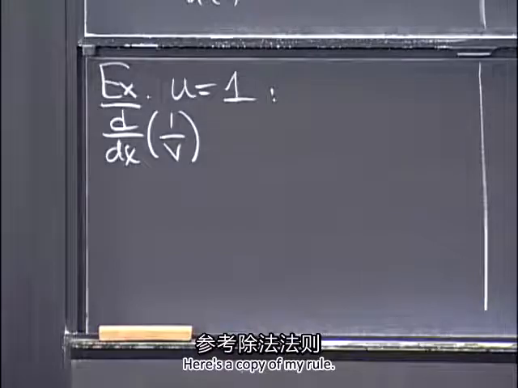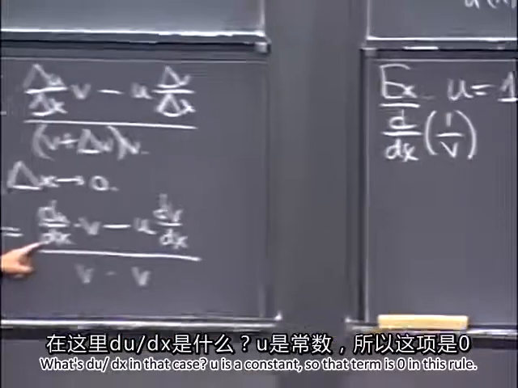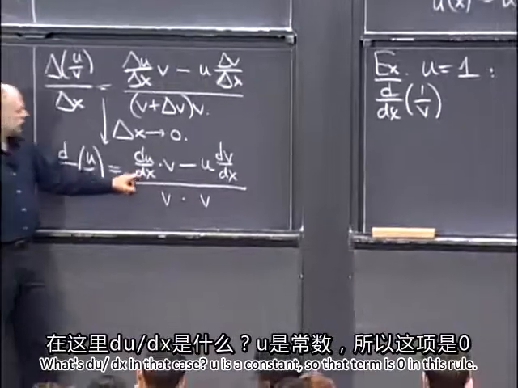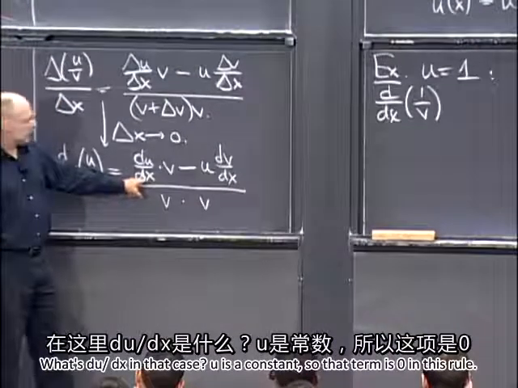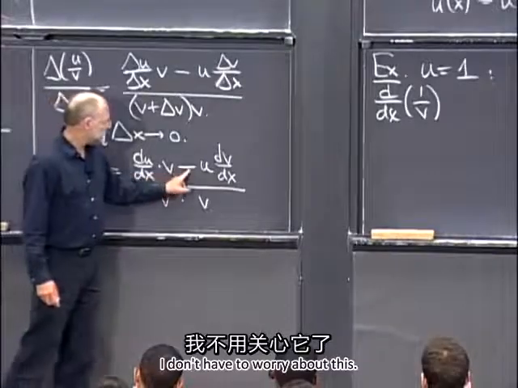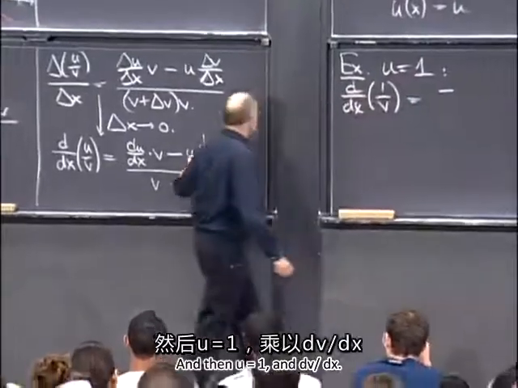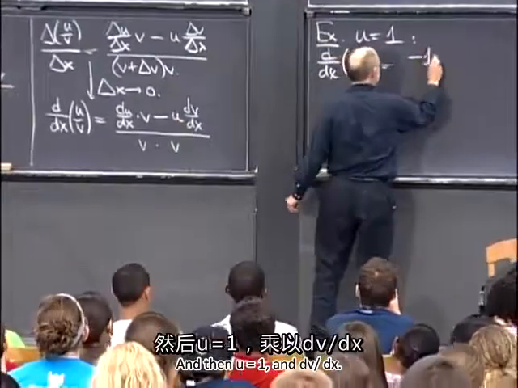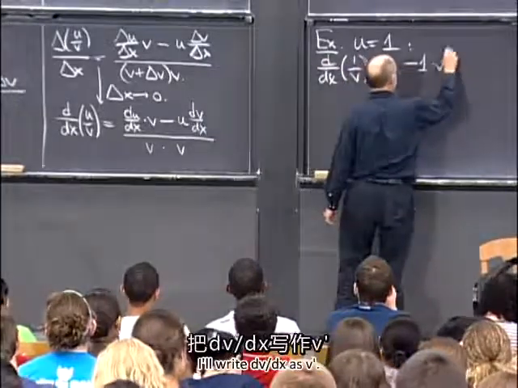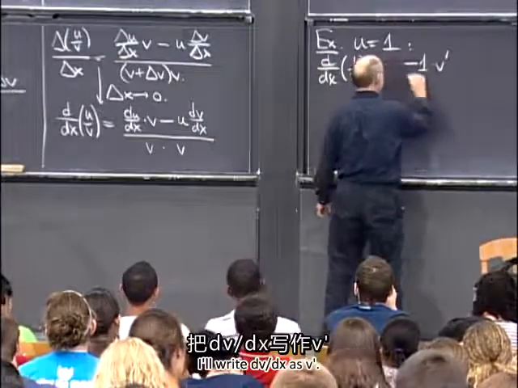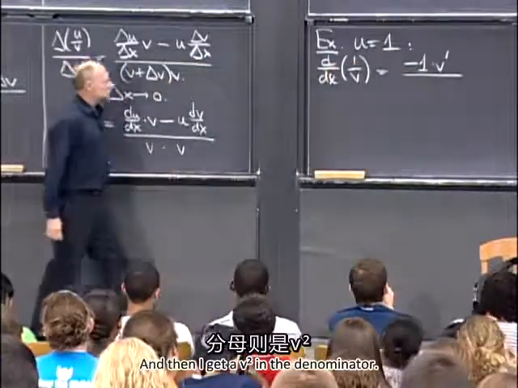Here's a copy of my rule. What's dU/dx in that case? U is a constant, so that term is 0 in this rule. I don't have to worry about this. I get a minus, and then U is 1, and dV/dx, I'll write as V prime. And then I get a V squared in the denominator.